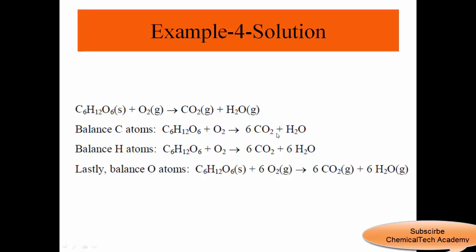Next, we need to do the hydrogen. Hydrogen we have 12, here we have 2, so we need to place 6. So let's check the oxygen. We have 6 oxygen here, and we have 12 oxygen here, which is going to be 18. Here we have 6, so here we must have 12. So if we place 6 in front of oxygen, we can balance the whole equation. So now everything is balanced.